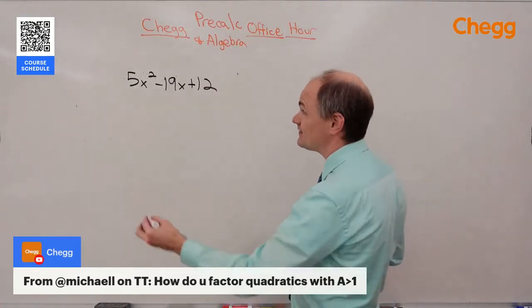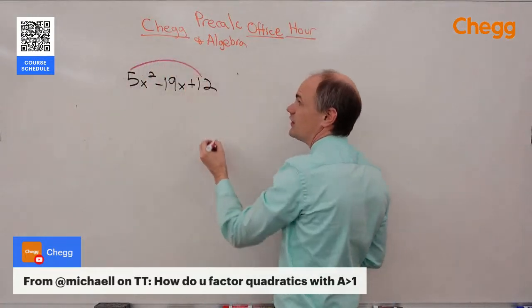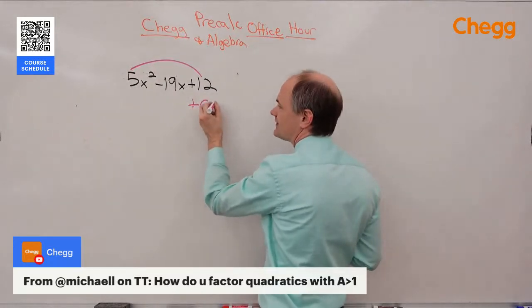The idea of slide and divide is I'm going to slide this 5 over here and multiply by 12 to get plus 60.